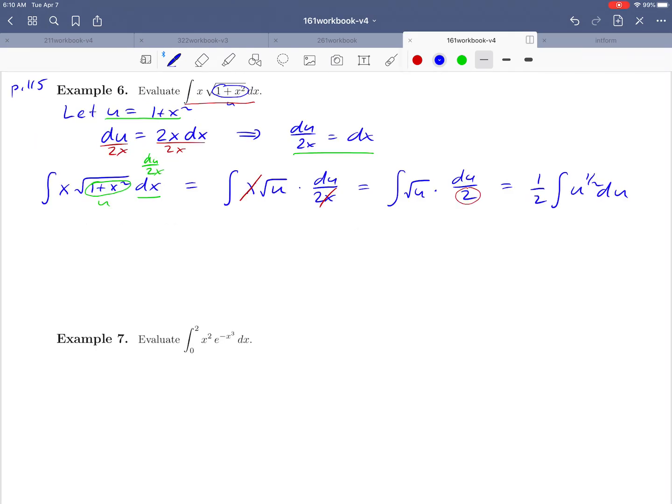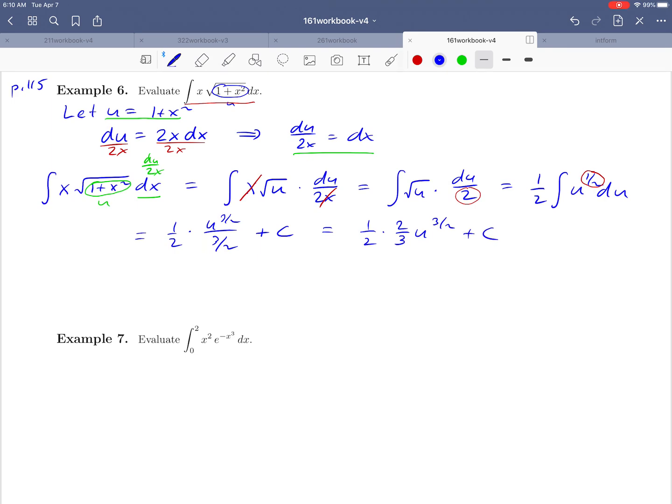If we do that here, we're going to get 1/2. Our power in this case is 1/2, so if we raise that power by 1, we're going to get u to the 3/2 divided by 3/2, and this is an indefinite integral, so there's going to be a plus c at the end. So can we simplify that? First observation maybe is that if we divide by 3/2, that's the same as multiplying by 2/3. So I'm going to rewrite this like this.